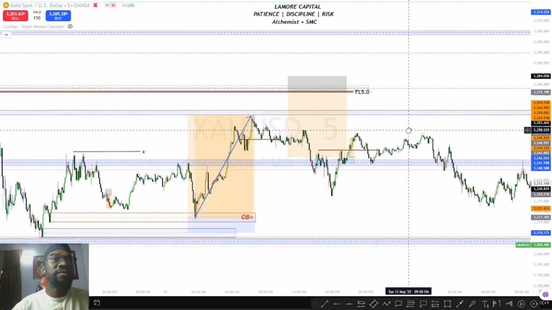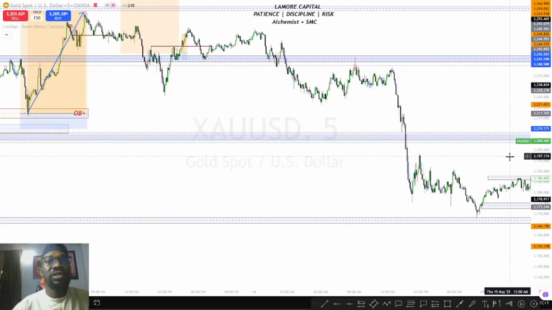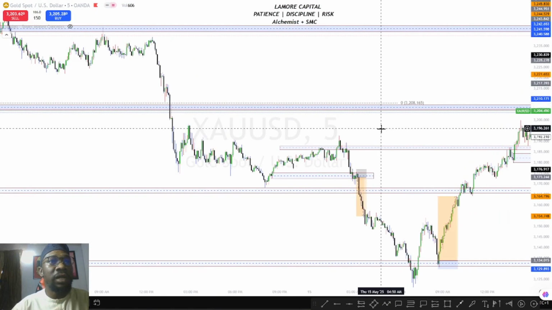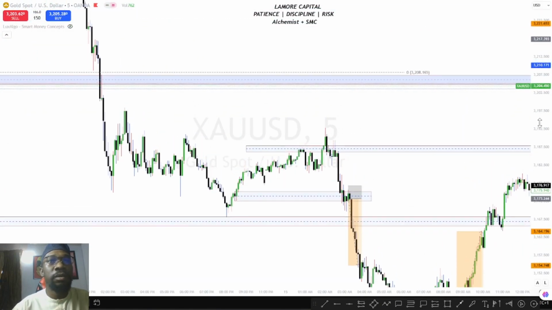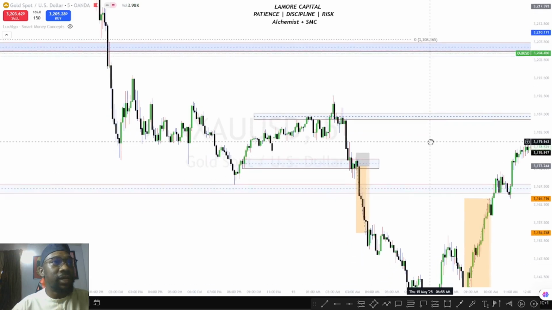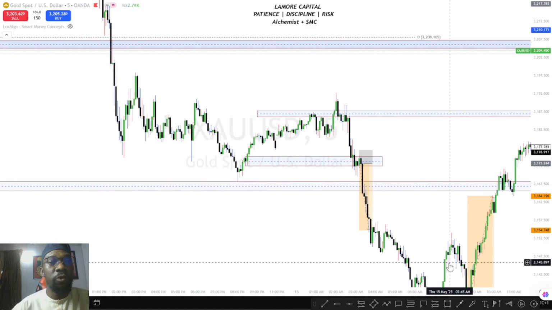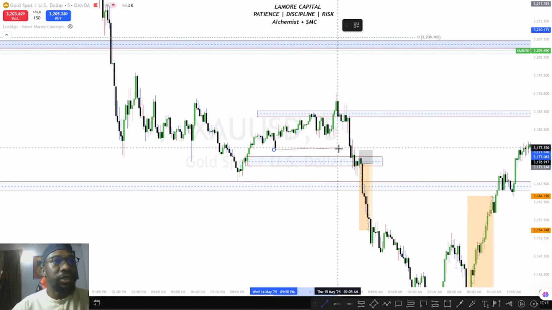So it did not respect our level, and we took the second trade at this point. As for the second trade, we used break and retest. As you can see, this is a liquidity here.